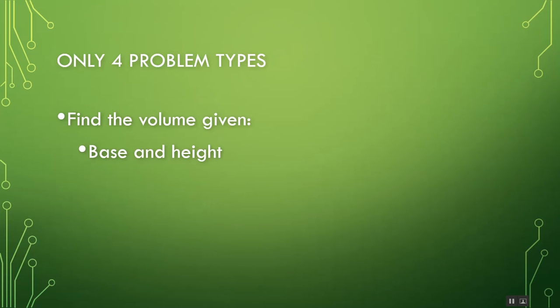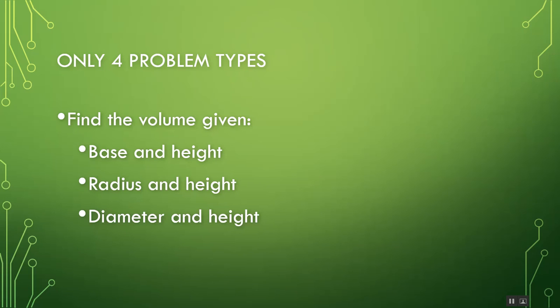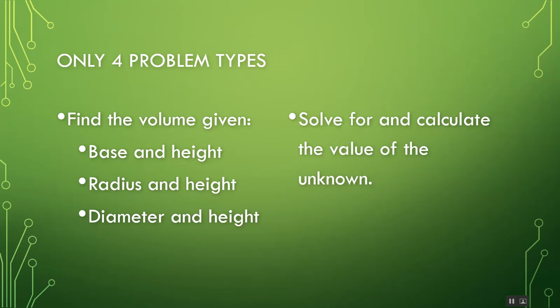All right, let's talk about the problem types. It's only 4 problem types. Find the volume given the base and height. Okay. Find the volume given the radius and the height. Find the volume given the diameter and the height. Okay. Solve for and calculate the value of the unknown.